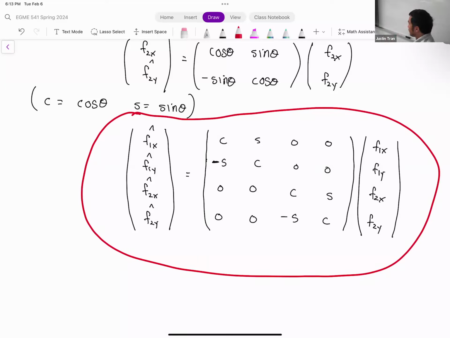Right? So on the left-hand side of this expression, we have things in the rotated coordinates, so everything with the hat. And that's going to be equal to this gigantic matrix multiplied by things in the standard coordinates, which is what we want.